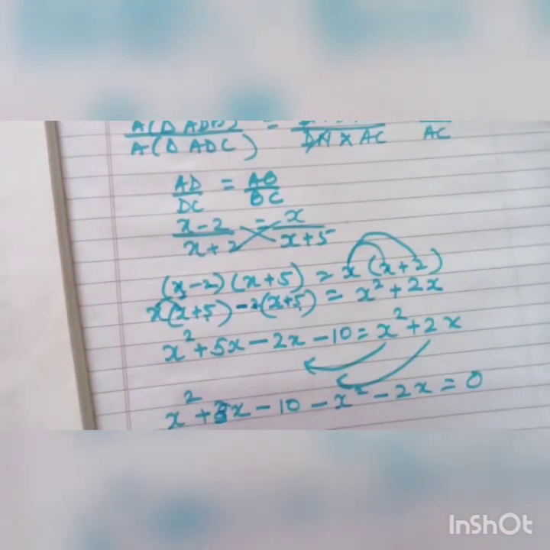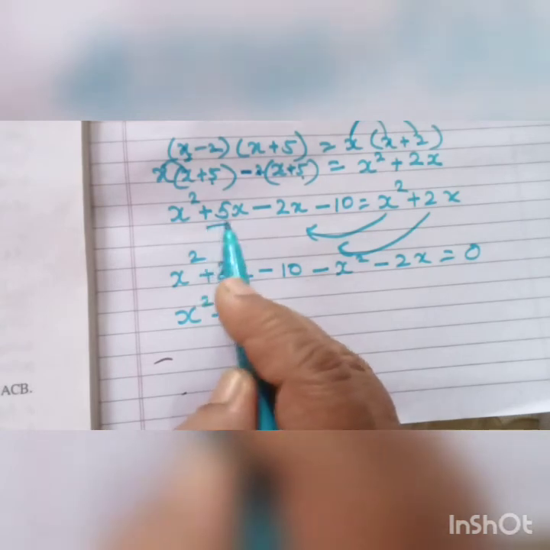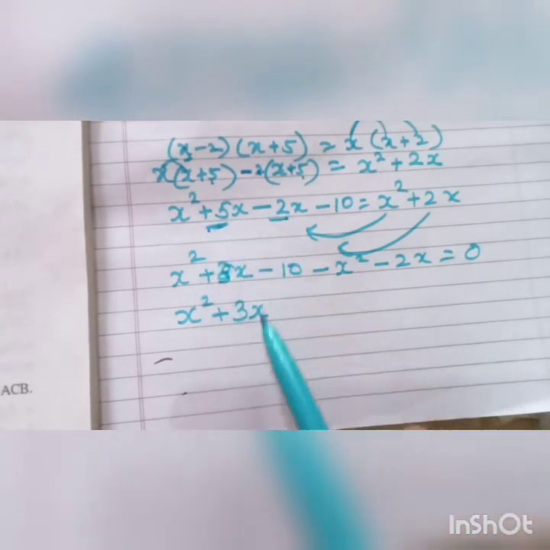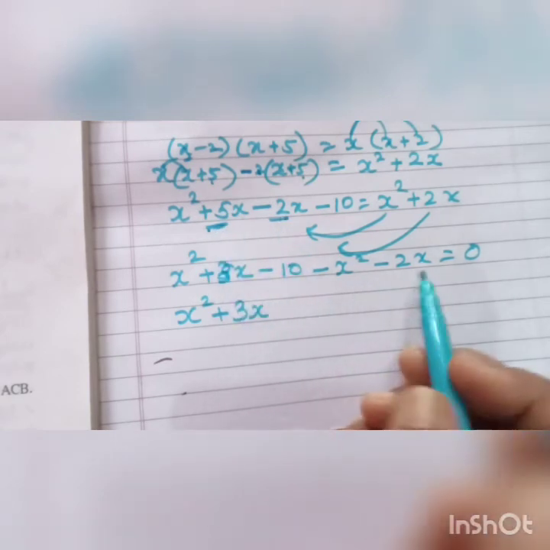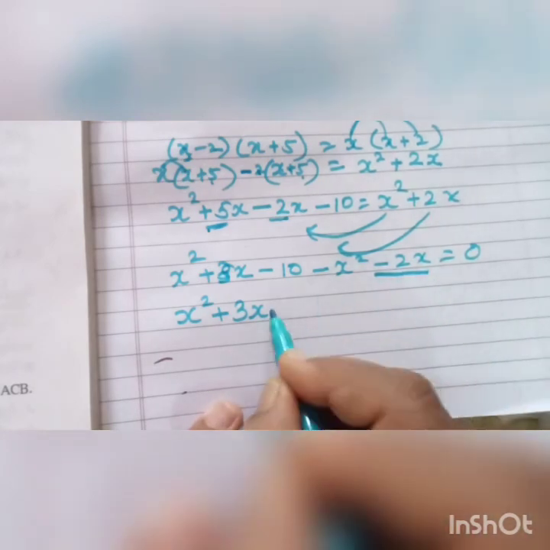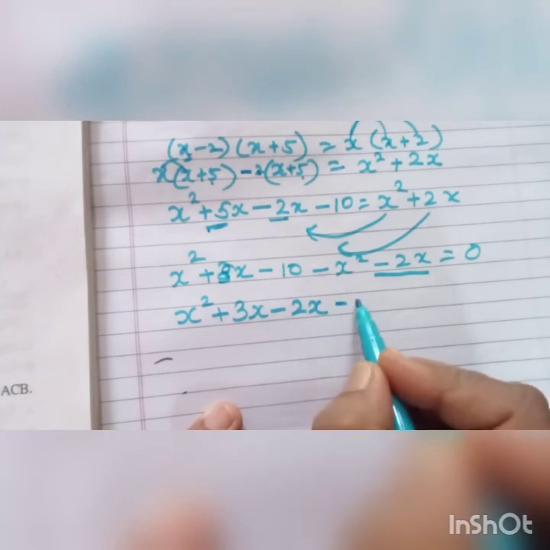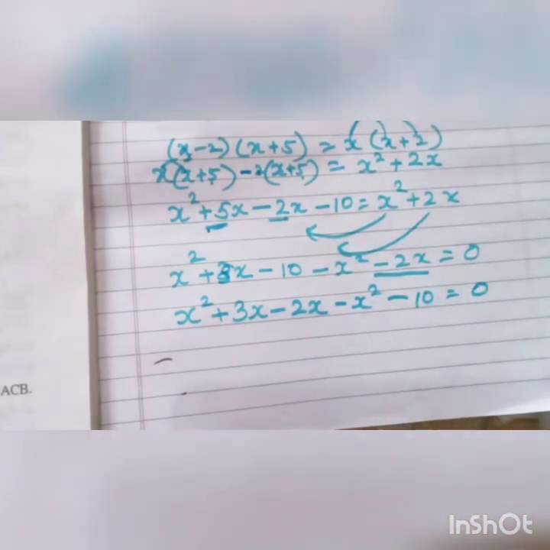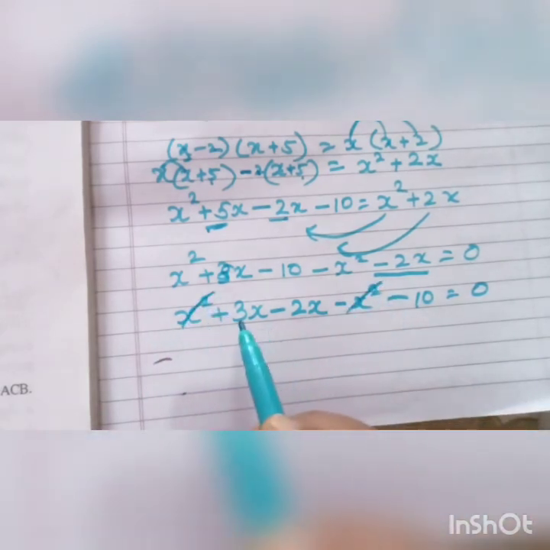So what we have already? X square plus 3X. Sign of the bigger number. 5 is bigger than 2. So sign of bigger number, so plus 3 it will be. 5 minus 2 is 3. Now what we got? Minus 2. So we write minus 2. Now plus X minus X square minus 10. First we write all in the descending order. Now X square and minus X square get cancelled.